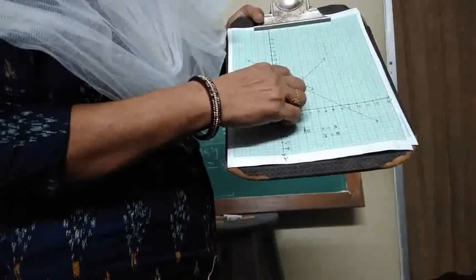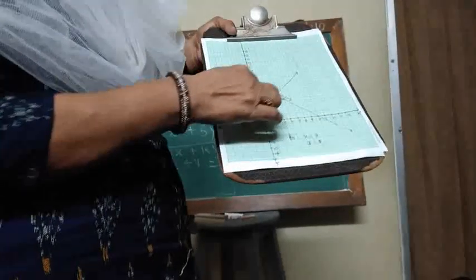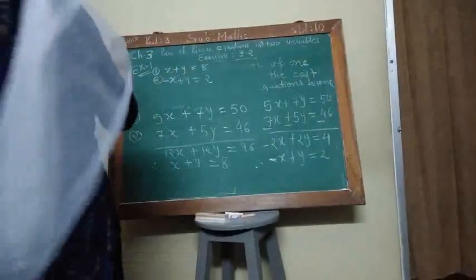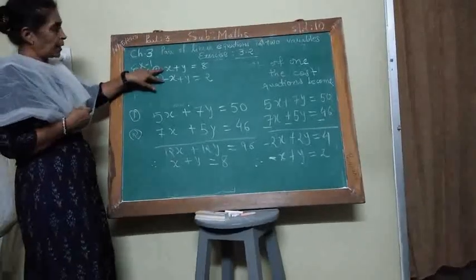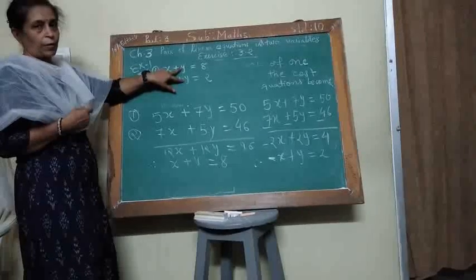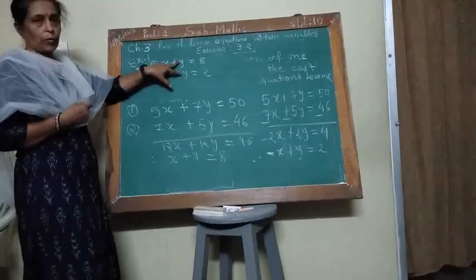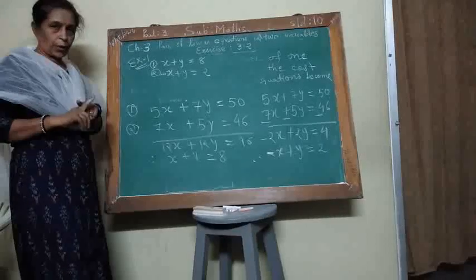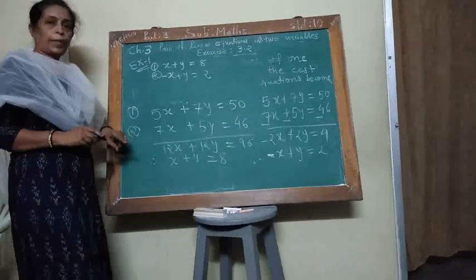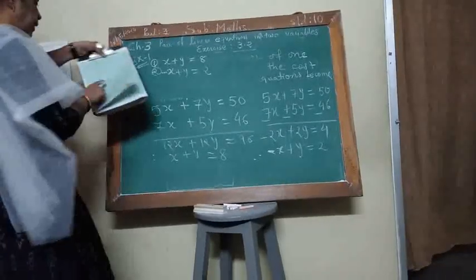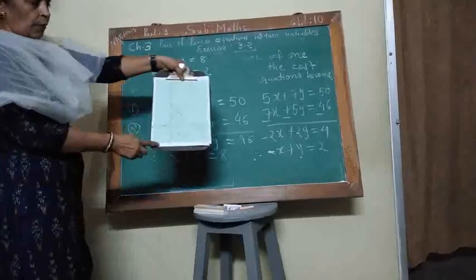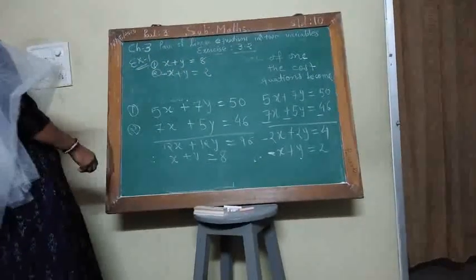And both intersect at which point? 3, 5 exactly. So x coordinate is 3 and y coordinate is 5. So if you draw the graph, then you get a unique solution, because here the ratio a1 upon a2 is minus 1, and here 1 upon 1 is 1. So minus 1 is not equal to 1. So you get a unique solution, both lines intersect at one point. And what is that point? I have shown you that x coordinate is 3 and y coordinate is 5. So your answer is 3, 5.